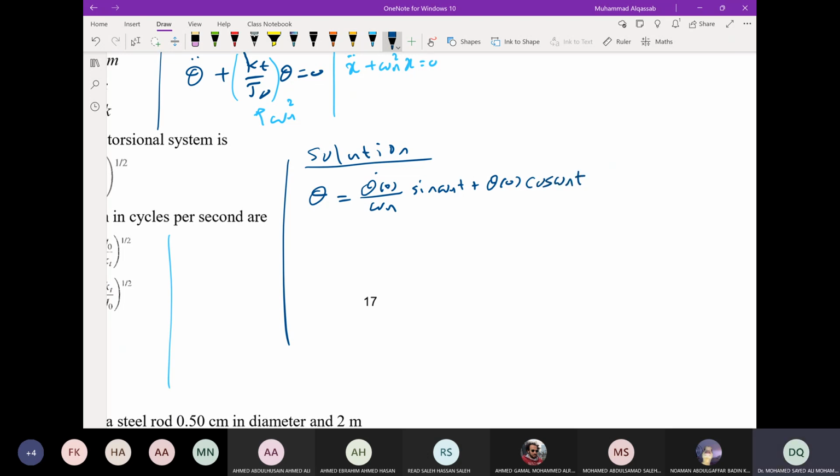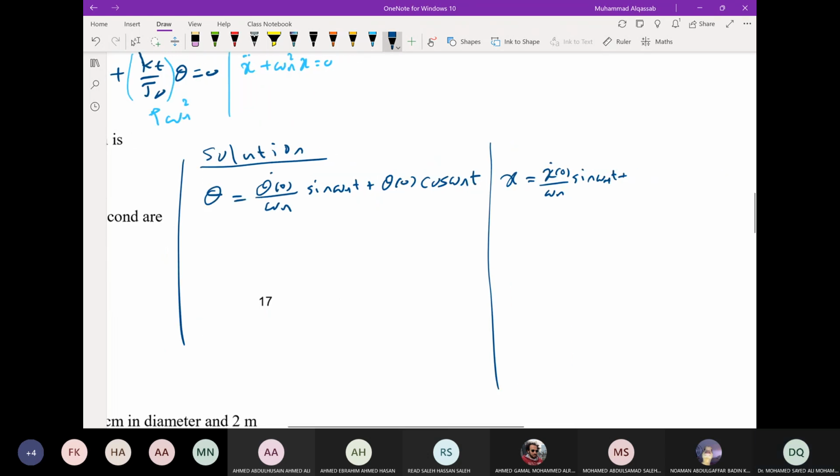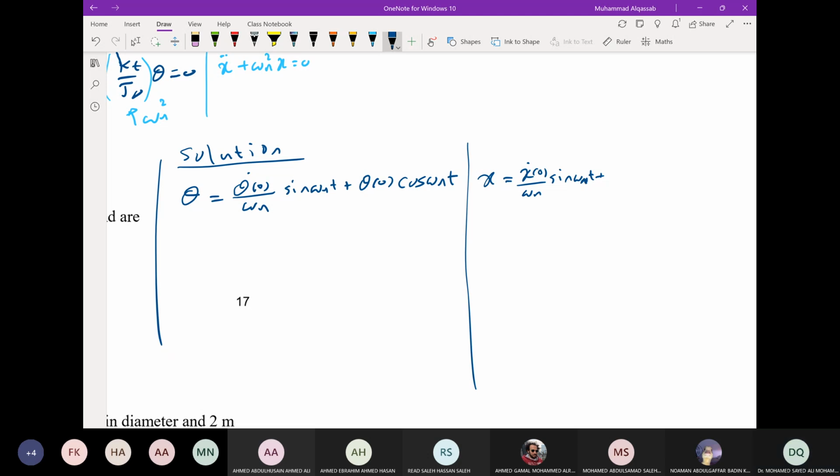Okay, you remember this equation we obtained for the spinning mass system. Just to compare, it was x equal to x dot at 0 divided by omega n, sine omega n t, plus x at 0, cosine omega n t. So we are getting the same solution, except that here the solution is for theta rather than for x.